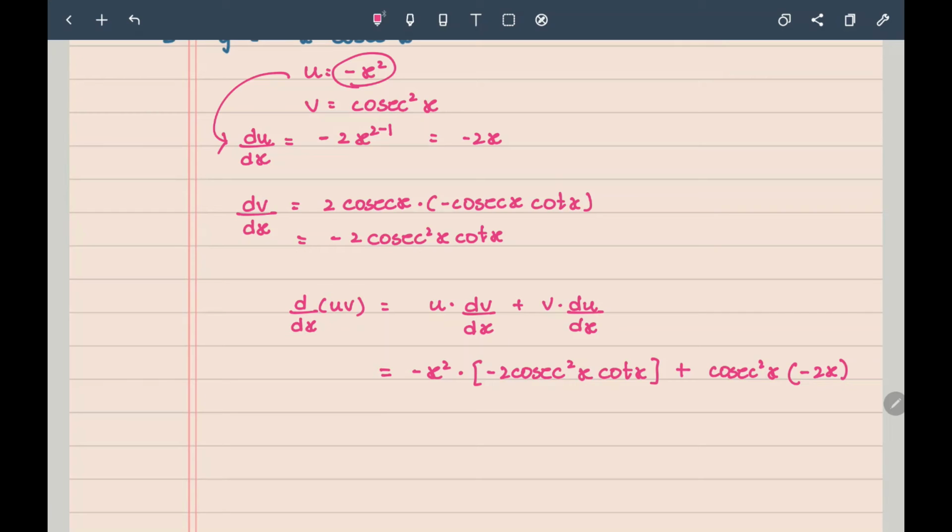So if you're comfortable, you can do the derivation right here after writing the values of this formula. But for better understanding, I have separated it and written it like this. So minus into minus is plus 2x square cosecant square x cot x minus 2x cosecant square x. This is the final answer which we get for this question.